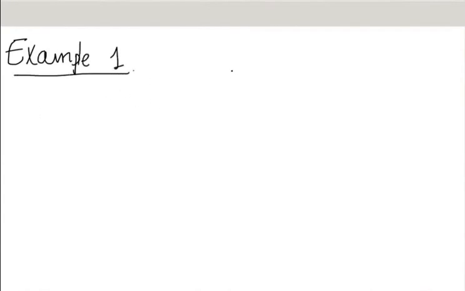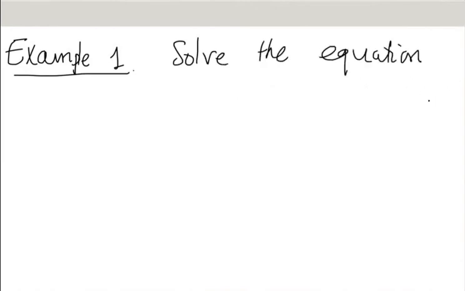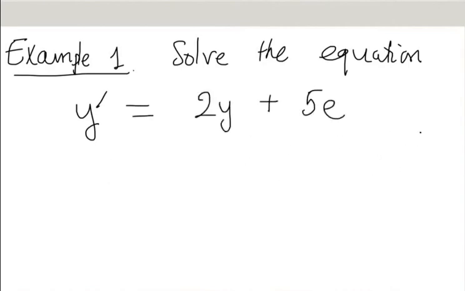Example 1, solve the equation: y prime equals 2y plus 5e to the x times y cubed.